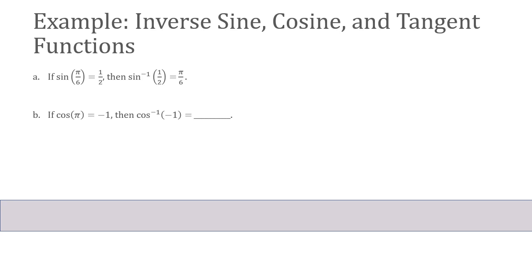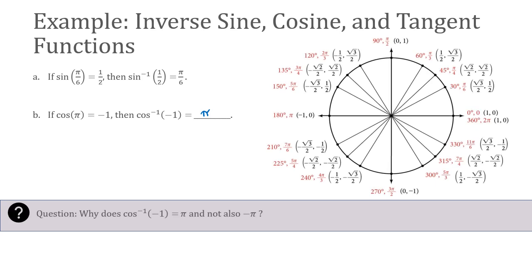Part B. Now let's take a look at a cosine function. If the cosine of pi is equal to -1, then we know the inverse cosine of -1 should equal pi. We're just going to reverse inputs and outputs. Let's take a look at the unit circle, and sure enough, we see over here at pi that there is a cosine output of -1.